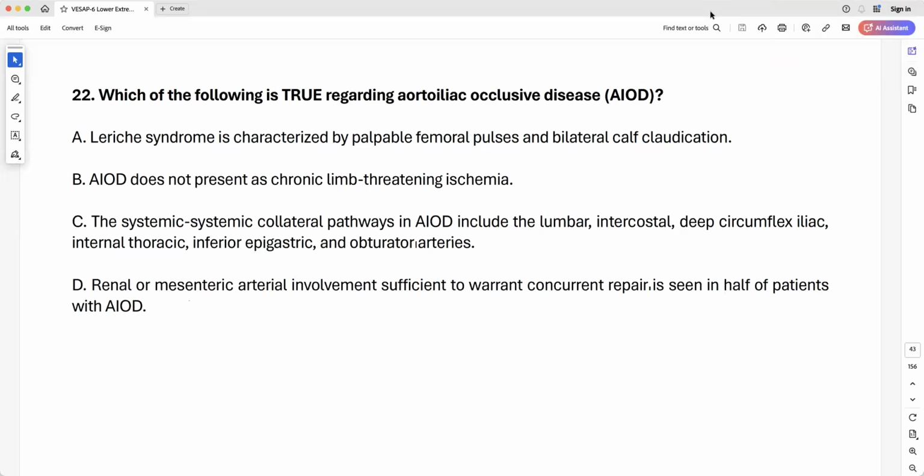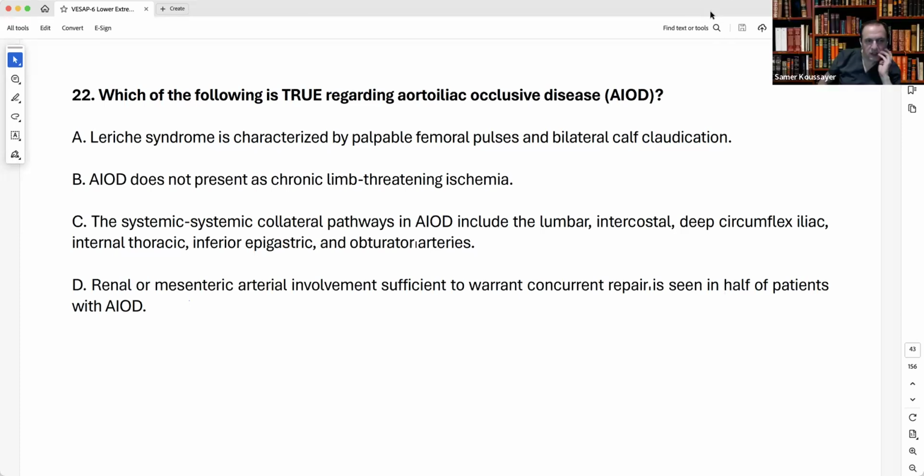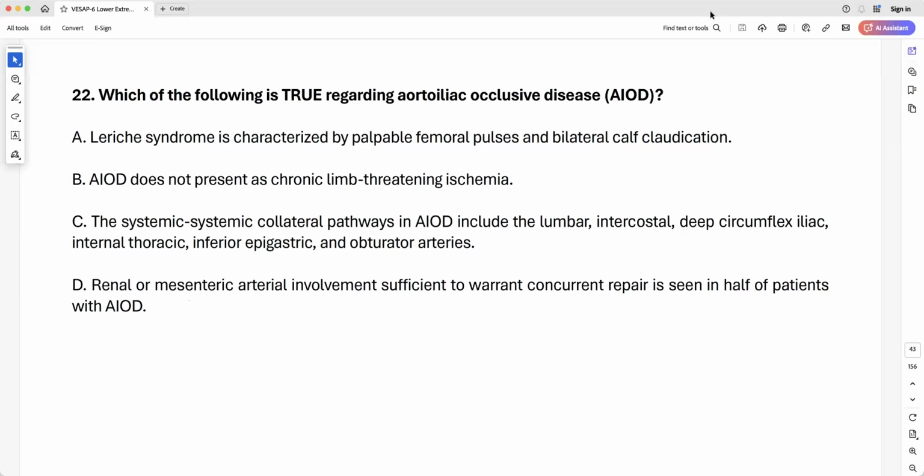Renal or mesenteric arterial involvement sufficient to warrant concurrent repair is seen in half of patients with aortoiliac occlusive disease. No, it is much less. So we do a lot for aortoiliac disease, right? Iliac stent, aortic stent. How often do we do it with renal or mesenteric? It's very rare. So this is wrong.